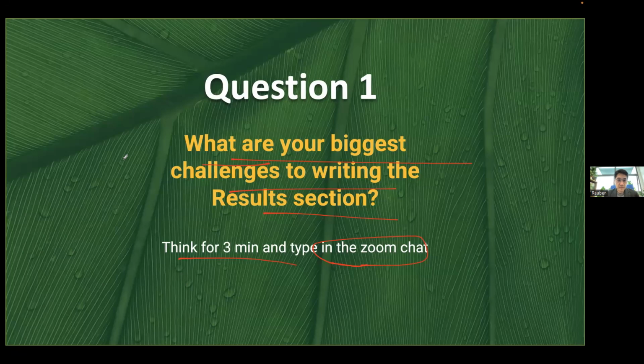Yep, it's always a challenge to accommodate all the findings without elaborating, but you need to elaborate to some degree and then discuss it in the discussion. Presenting the information nicely is really not easy.